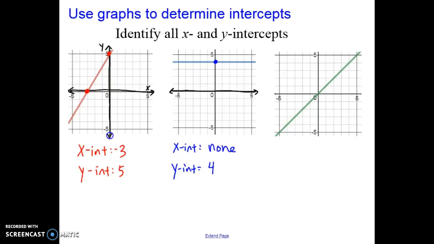This one right here, where does this intersect the x-axis? Well, it intersects it right there at 0. So there is your x-intercept, 0. And then where does it intercept the y-axis? Well, it crosses it right there at the same point it crosses the x-axis. So this one has a y-intercept of 0 as well.